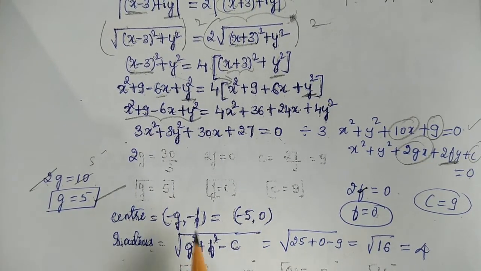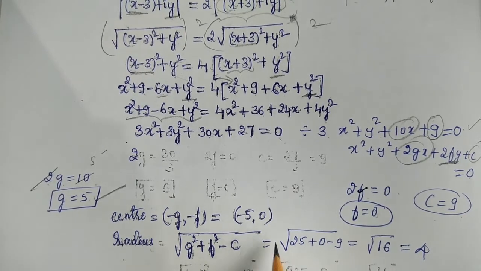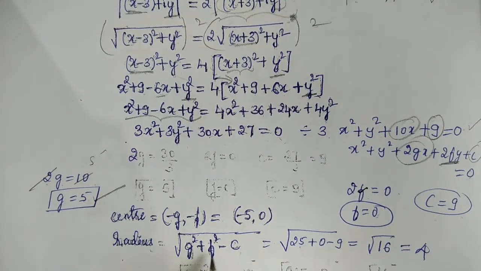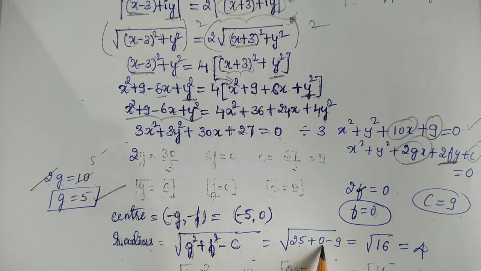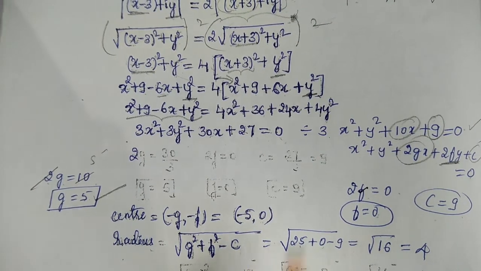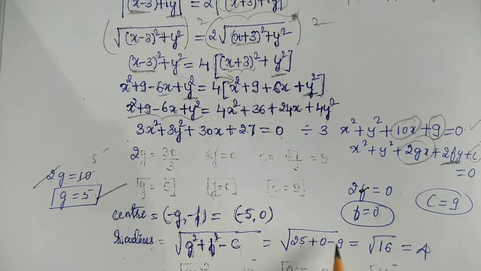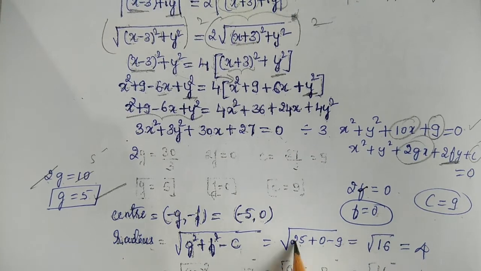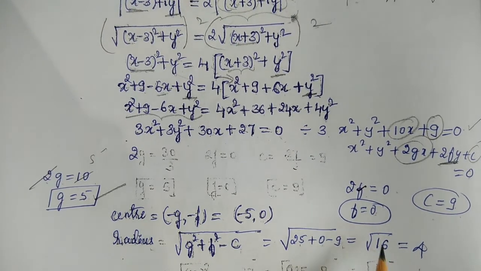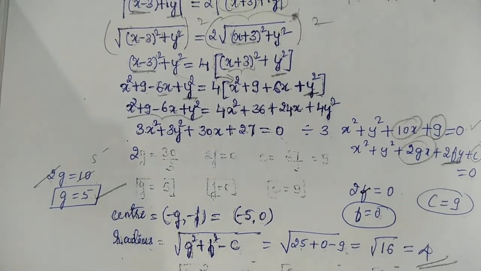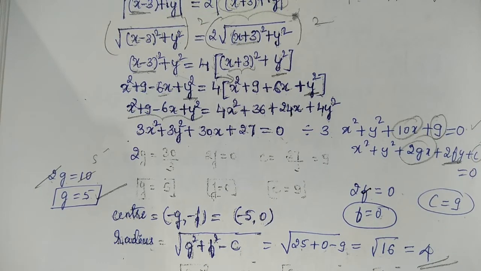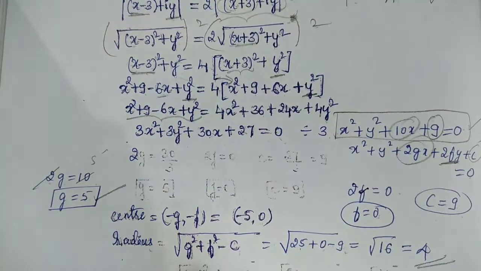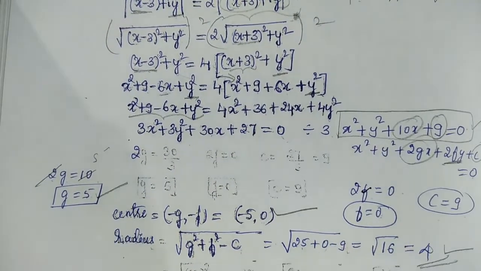So radius is square root of g square plus f square minus c. G square is 5 square, 5 square is 25, f square is 0 square, which is 0, then minus c, c is 9, so minus 9. 25 minus 9 is 16, under the square root 16. Square root of 16 is 4, this is the radius. So this is the equation of a circle, and this is the center and this is the radius.